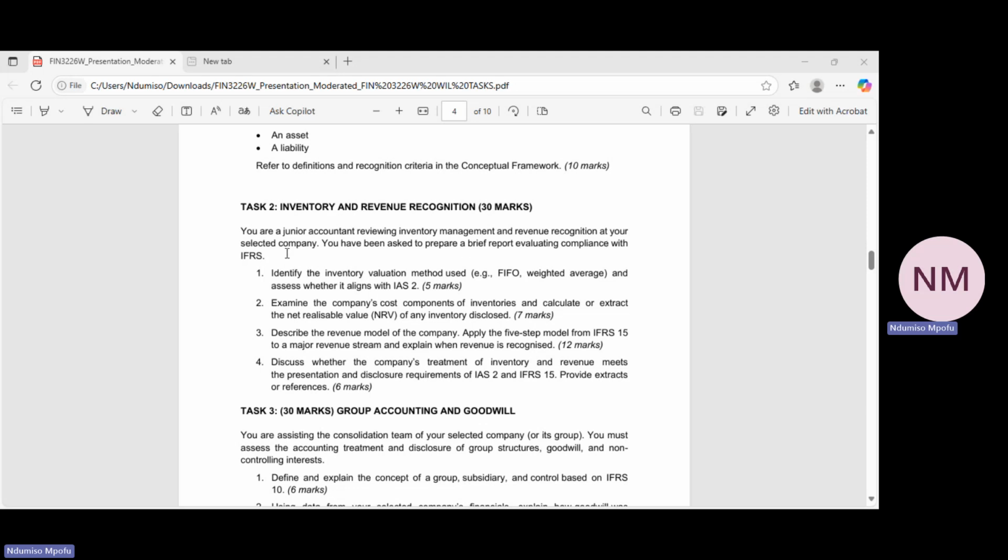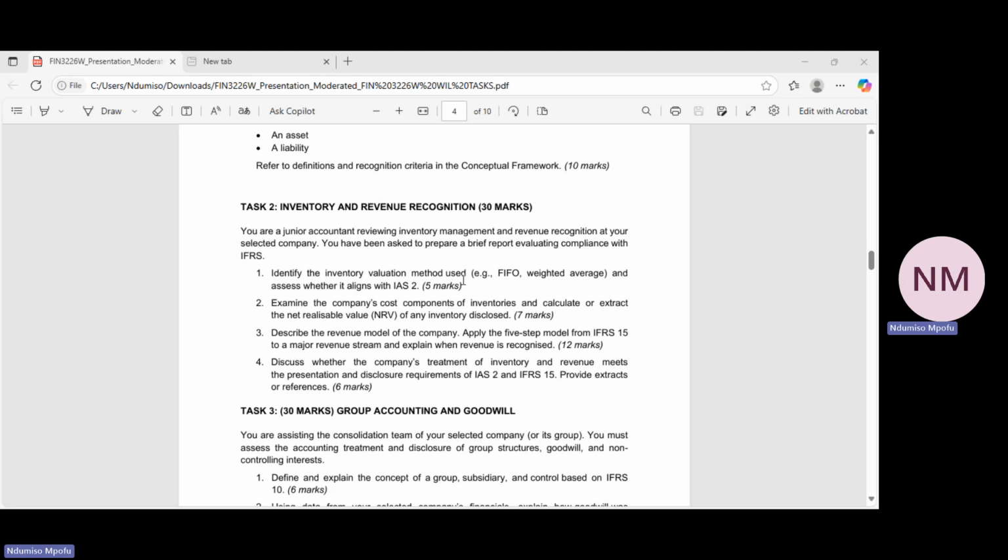Let me just say that the financial statements that you used in question 1, you can still use for task 2, because these are basically different concepts altogether. So you can apply it. It's up to you. Or if you want, you can find a different set of financial statements and use it for task 2. Right, 2.1, identify the inventory valuation method used.